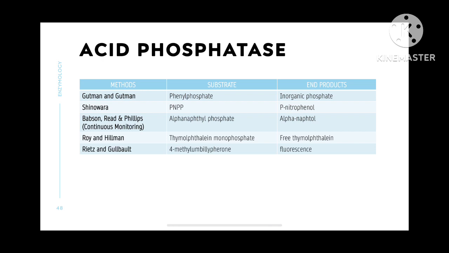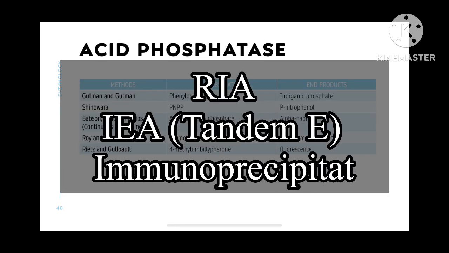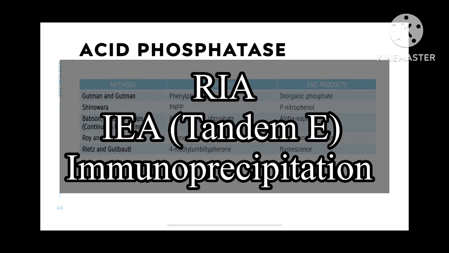Immunochemical techniques for prostatic ACP use several approaches that include radioimmunoassay, counter-immunoelectrophoresis, and immunoprecipitation. Also, an immunoenzymatic assay for tandem E includes incubation with an antibody to prostatic acid phosphatase, followed by washing and incubation with para-nitrophenyl phosphate. The para-nitrophenol formed is measured photometrically and is proven to be proportional to the prostatic ACP in the sample.